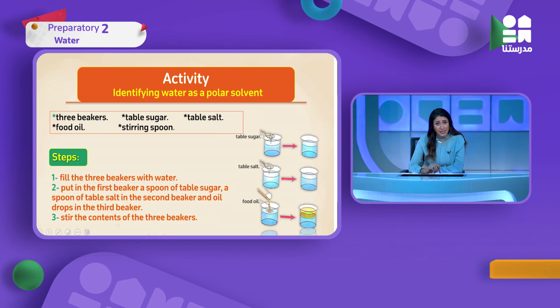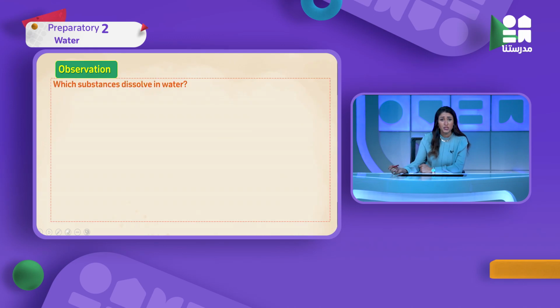بيقول إيه؟ بيقول لي steps. Fill the 3 beakers with water. Put in the first beaker a spoon of sugar and a spoon of salt in the second beaker and drops of oil in the third beaker. Then stir the contents of the 3 beakers. What will happen? Which substance dissolves in water?